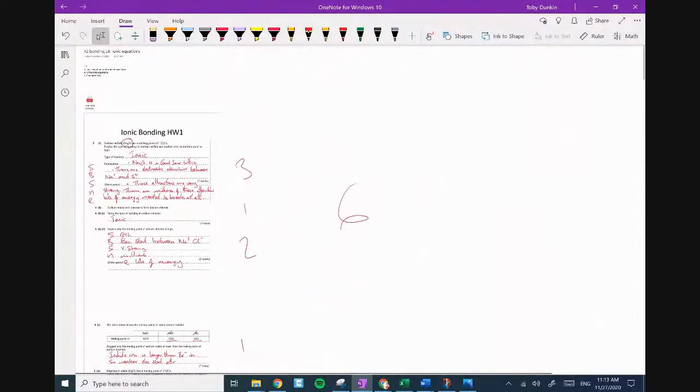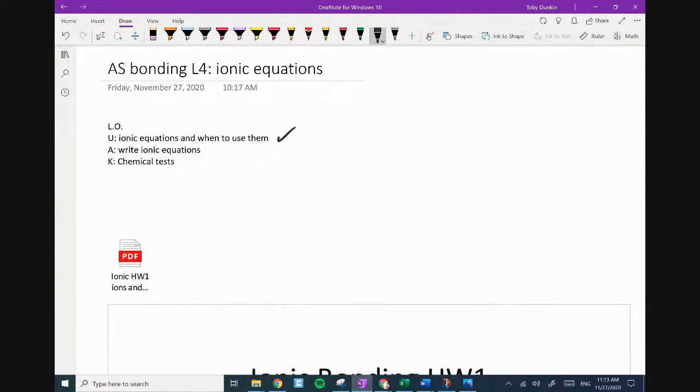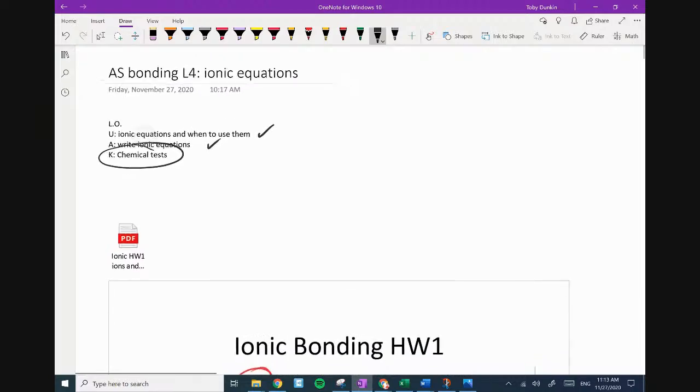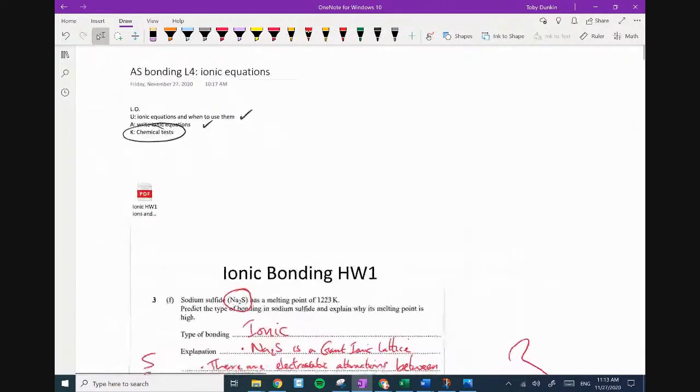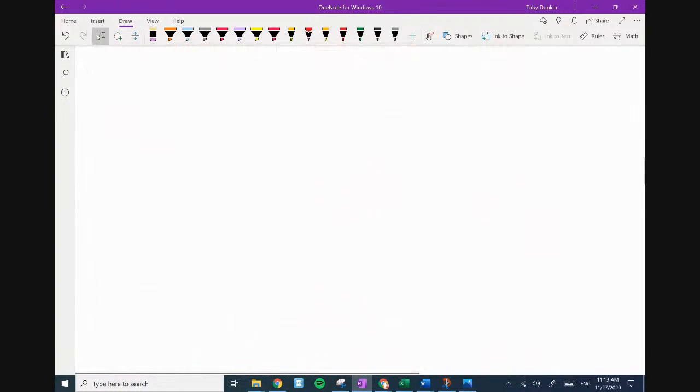So in terms of my learning objectives, and I've only got 2 minutes left, so I've got to end the lesson here. Ionic equations and when to use them. When they ask, write ionic equations. We can start doing that now. And the chemical tests one I will do in another lesson. I'll do all the chemical tests because it's going to be a long lesson, about 3 lessons to cover all of them. But guys, this brings us to the end of ionic.